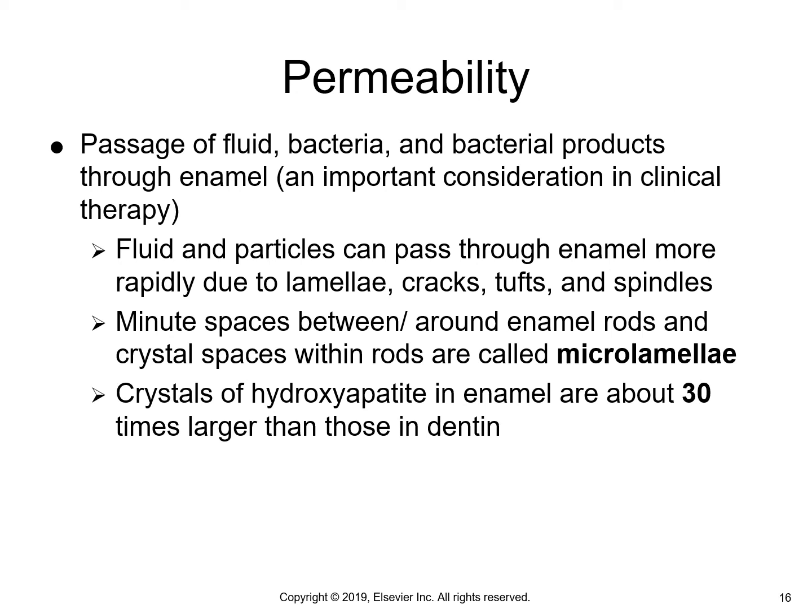So they can also pass through the enamel more rapidly if we do see those lamellae or cracks or tufts or spindles. Those minute spaces around enamel rods and crystal spaces within the rods are called microlamellae. And then the crystals of hydroxyapatite that we see in the enamel are about 30 times larger than what we see in dentin.